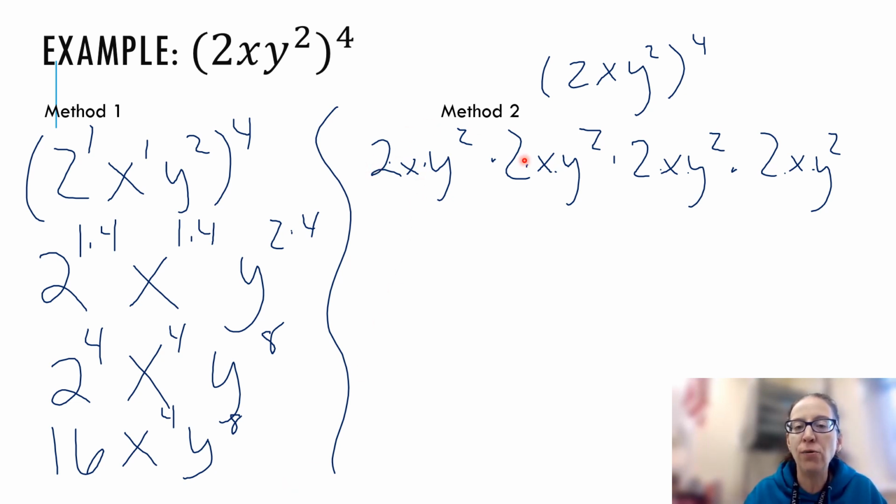So we would have 2 times 2 times 2 times 2. 2 times 2 is 4. 4 times 2 is 8. 8 times 2 is 16.